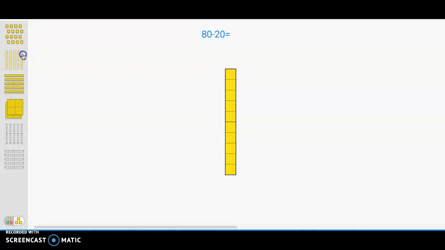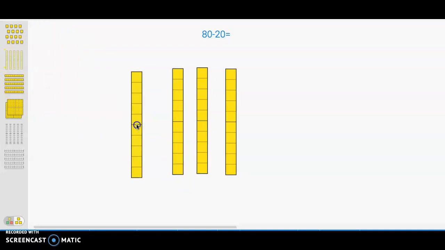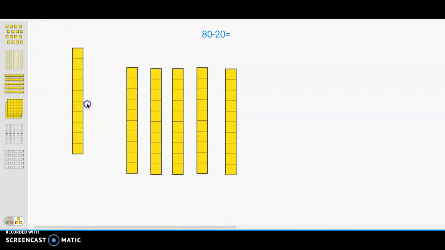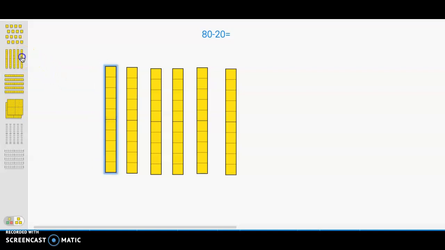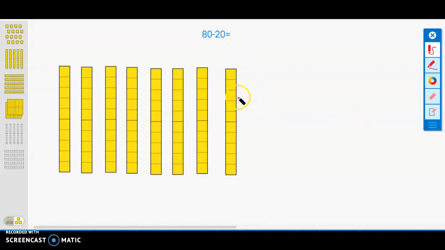I'm going to get 80, 20, 30, 40, 50, 60, 70, 80. Let's make sure I've got 8. 1, 2, 3, 4, 5, 6, 7, 8. Good. All right, subtract 2. 1, 2. 2 tens are taken away.